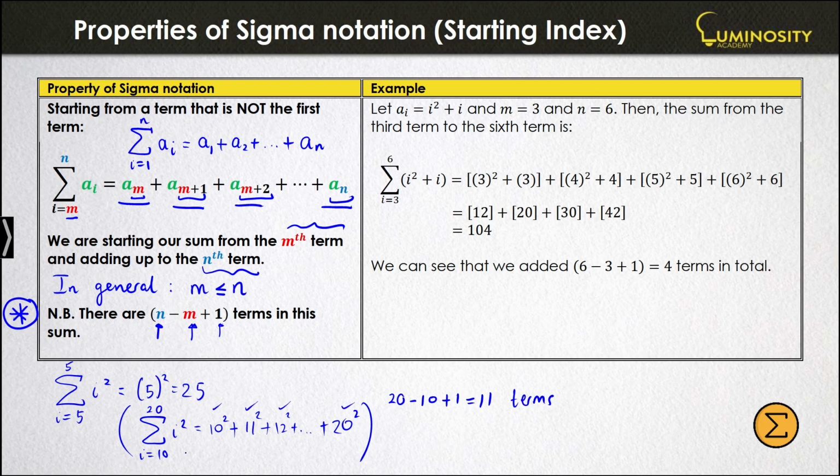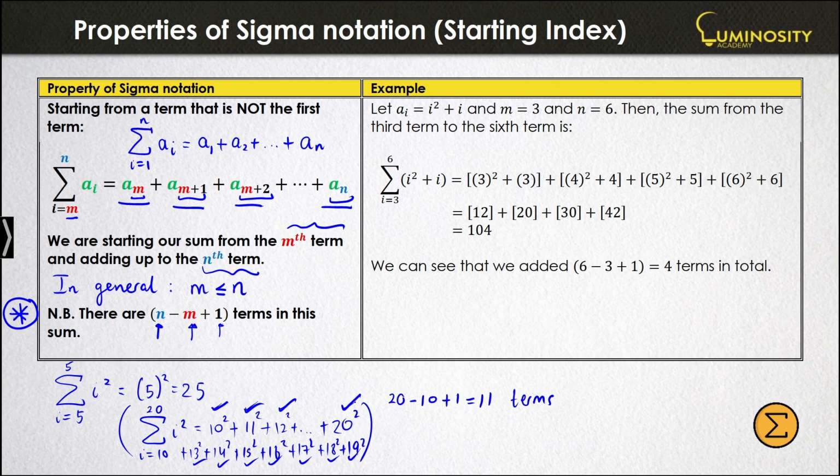Let's validate that. It'll be 10 squared plus 11 squared plus 12 squared, plus 13 squared plus 14 squared plus 15 squared, plus 16 squared, plus 17 squared, plus 18 squared, plus 19 squared, and finally 20 squared. So altogether there are 1, 2, 3, 4, 5, 6, 7, 8, 9, 10, 11 terms in total that we are summing. So that is the way you can always find how many terms you are summing in that expansion.